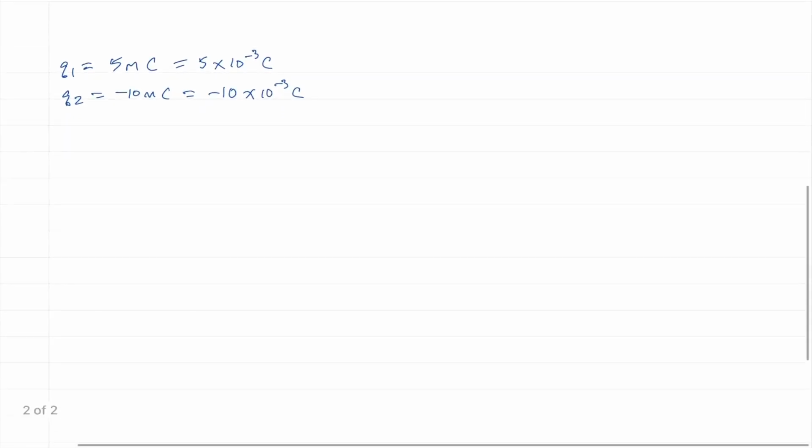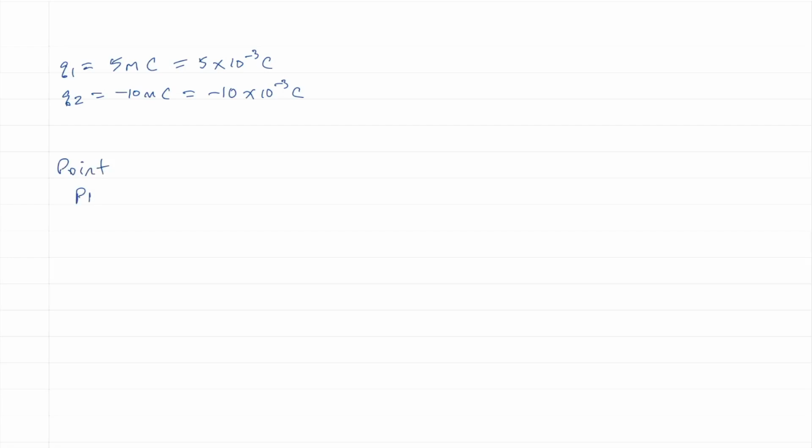Okay, so let's remind ourselves that Q1 is 5 millicoulombs. And so that's 5 times 10 to the minus 3 coulombs. Q2 is minus 10 millicoulombs. So we can use minus 10 times 10 to the minus 3 coulombs. All right, and so we can set up a table. We can have the point, so we can have P1. Then we can have the R1 and the R2. And for point 1, R1 was the 0.02 meters, and R2 was the 0.06 meters.